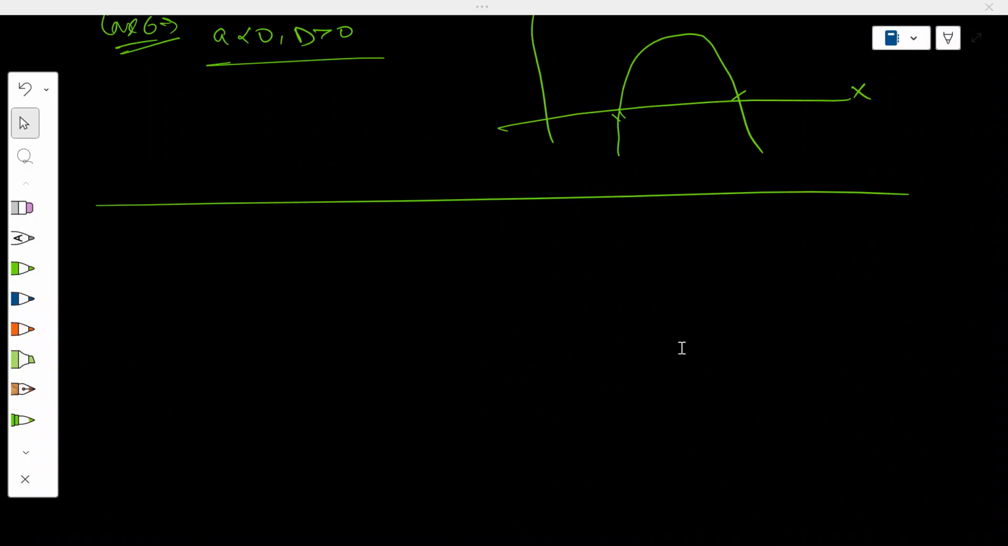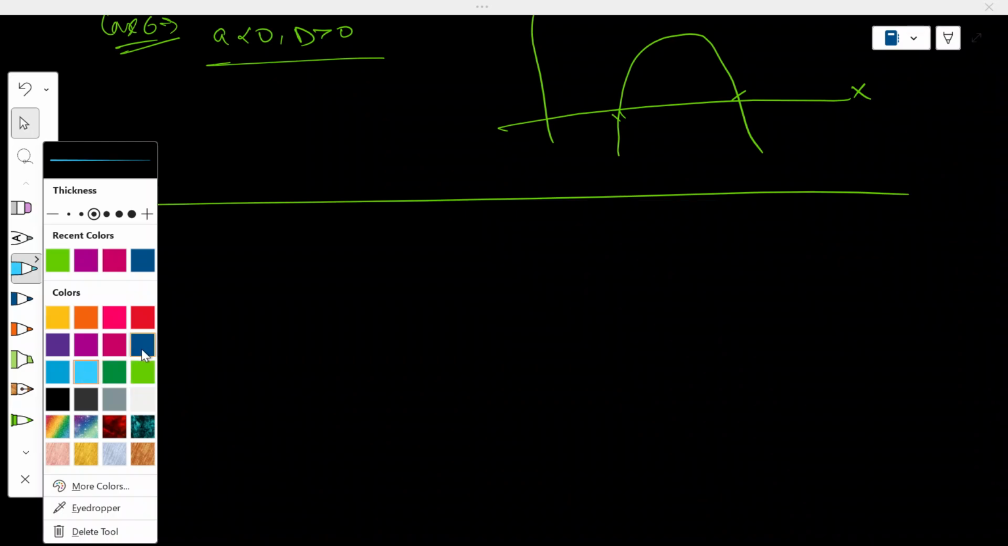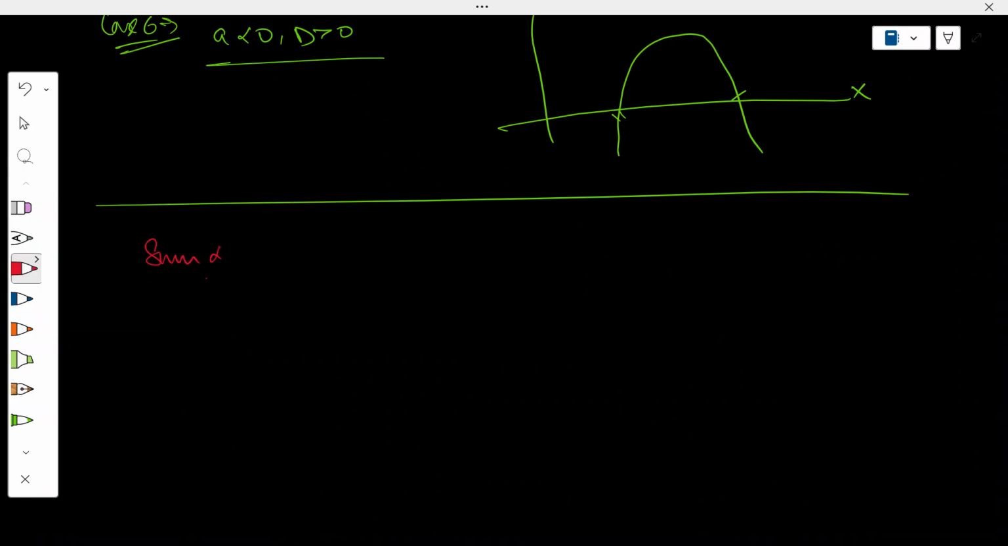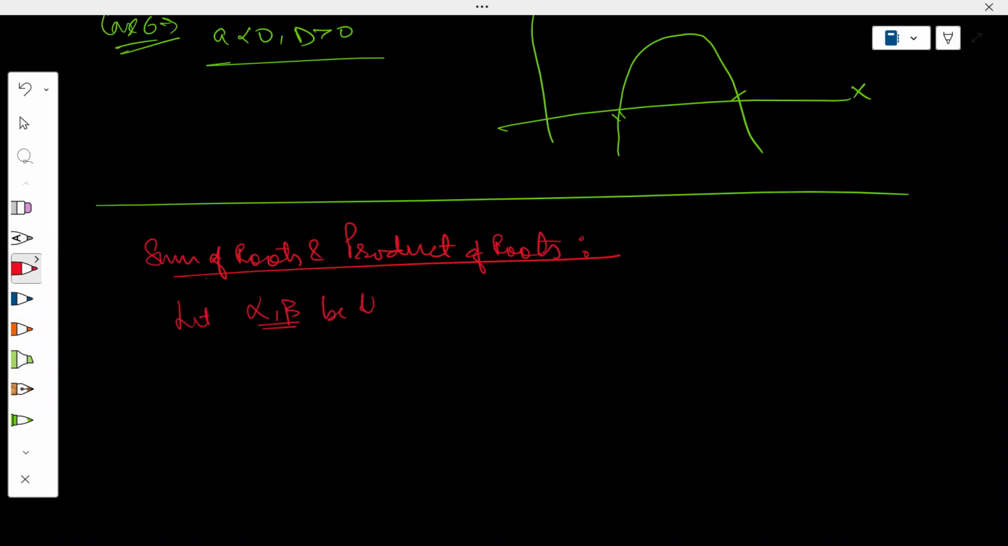Now multiple times you will see that we are asked about the sum of roots and product of roots. To give you the whole concept, let's suppose the roots are alpha and beta. We are not denoting them by x anymore. We are denoting them by alpha and beta, the roots. Then what can we say about the sum of the roots? Let it be alpha plus beta.